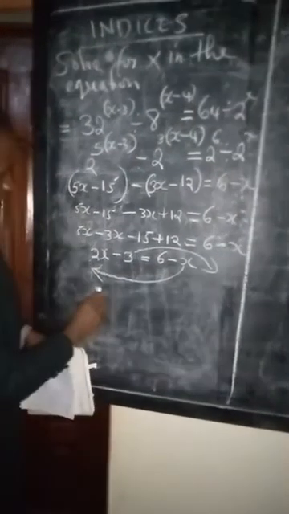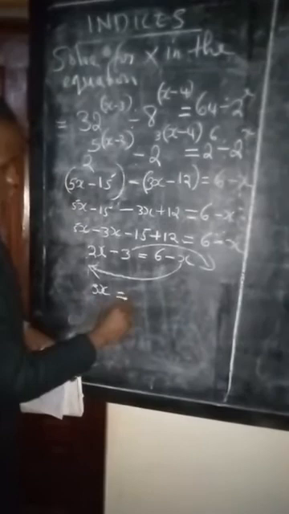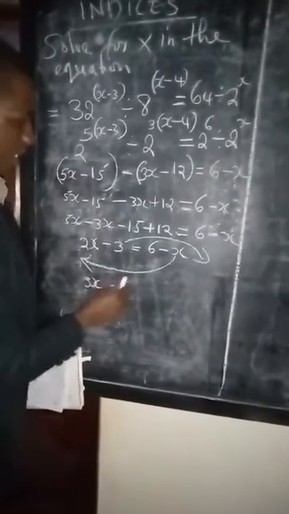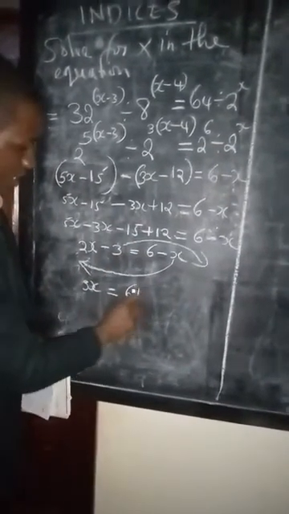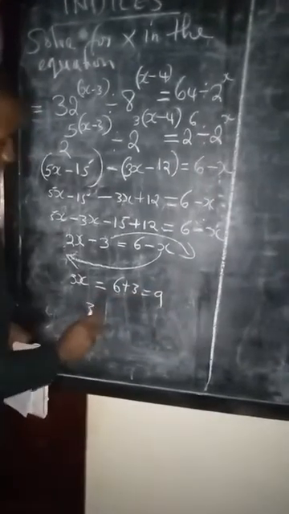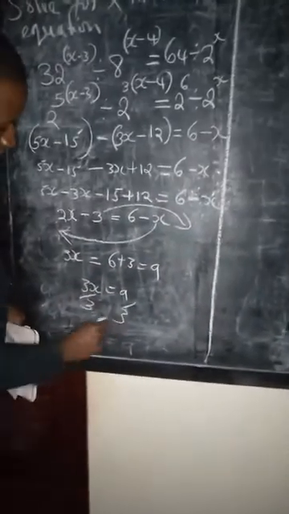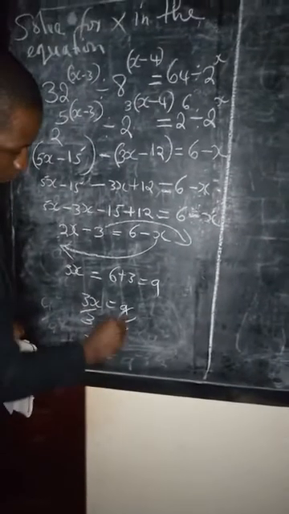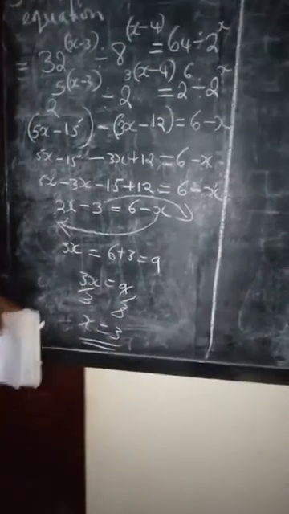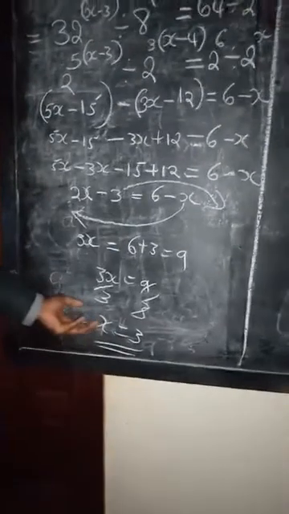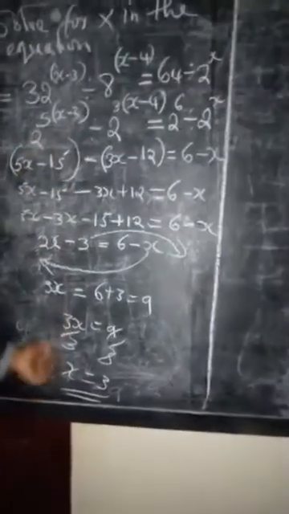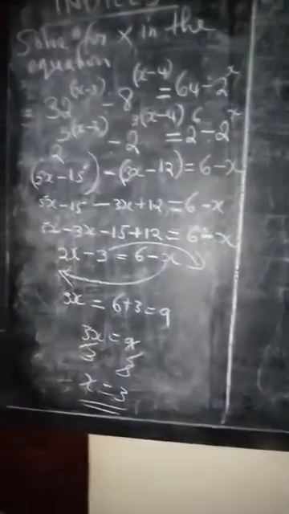This one will give us 3x equals to, we take 3 to the other side. It was 6, so it is 6 plus 3, which is equal to 9. Then you have 3x is equal to 9. Divide by 3, we divide by 3, and x is equal to 3. This is the problem solved. So in our case, the value of x is equal to 3.